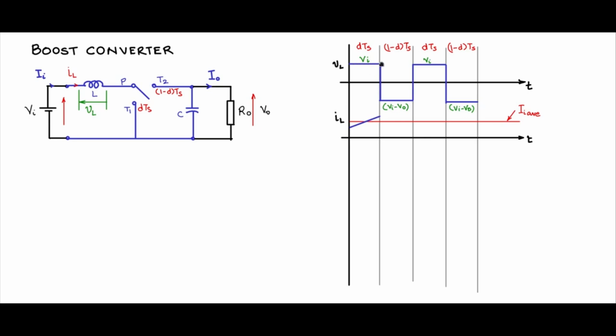The voltage across the inductor is Vi during that time, constant. L is a constant. Vi by L is the slope, which is a constant. And during this time, Vi minus V0 is negative, so it's a falling slope. Vi minus V0 by L is the slope. So it repeats for the next cycle and so on. So this is the inductor current waveform.